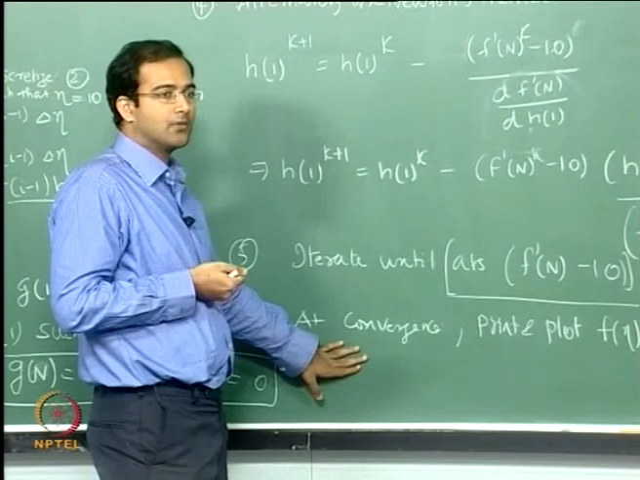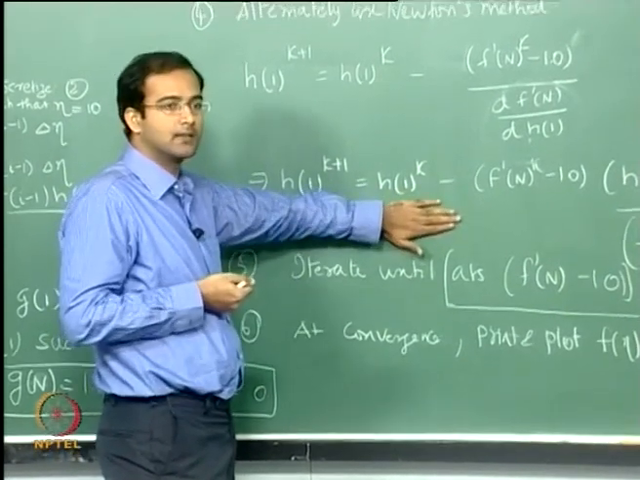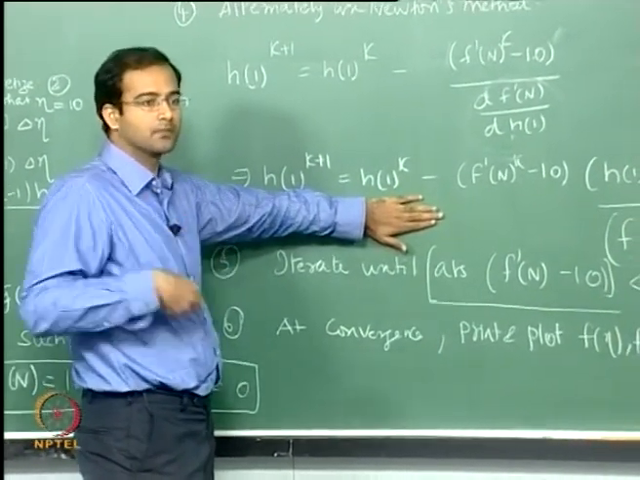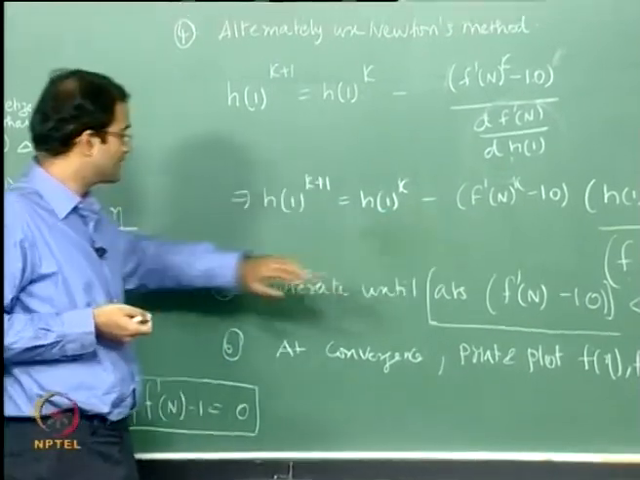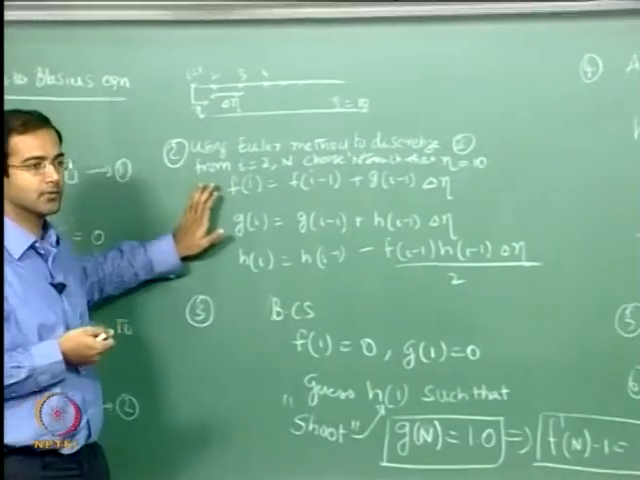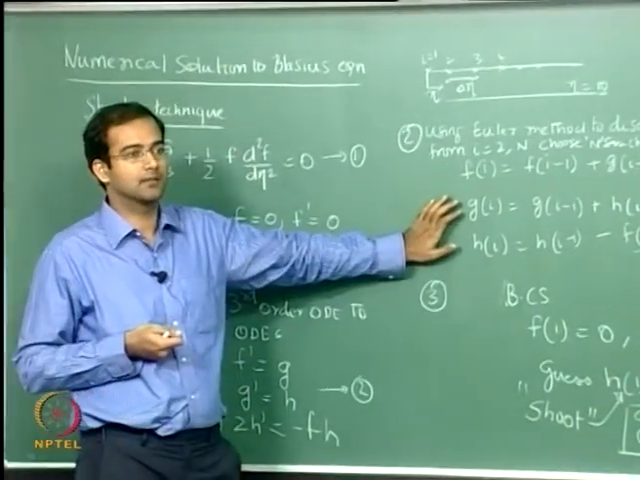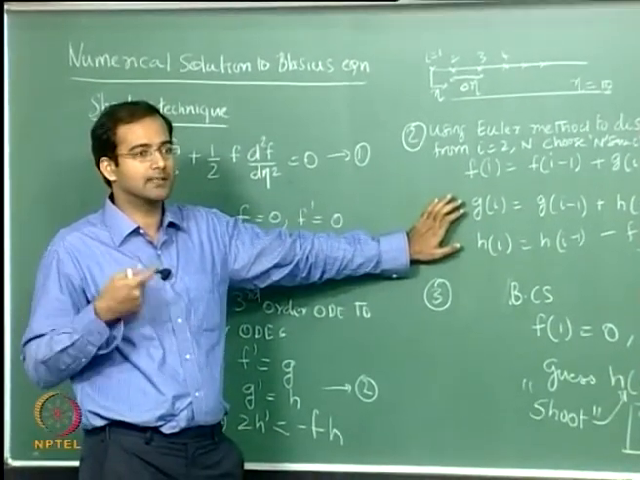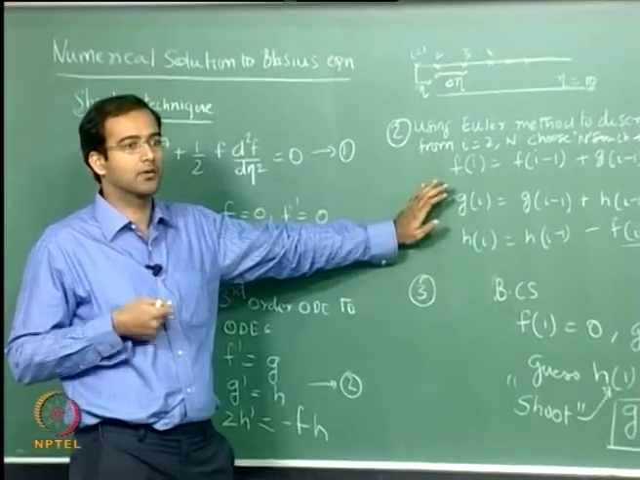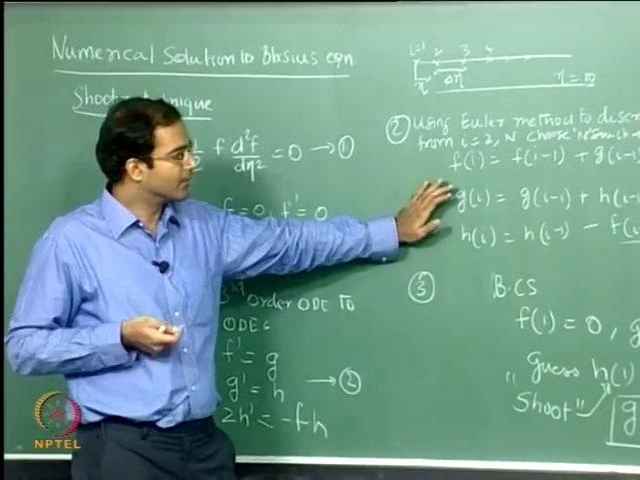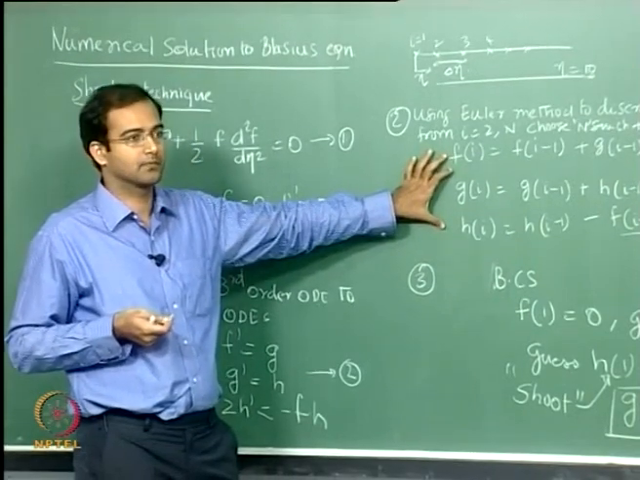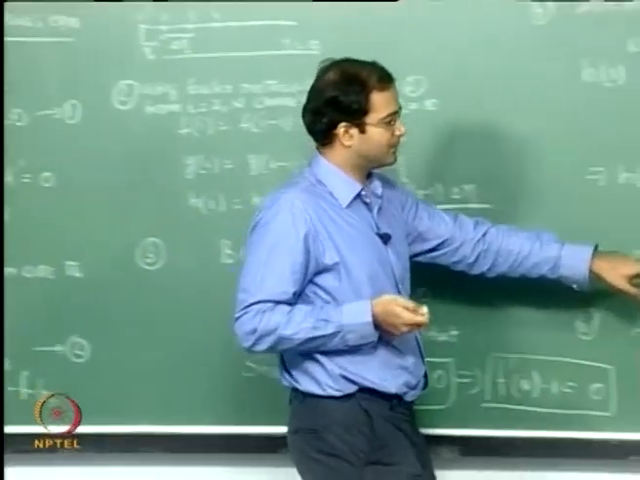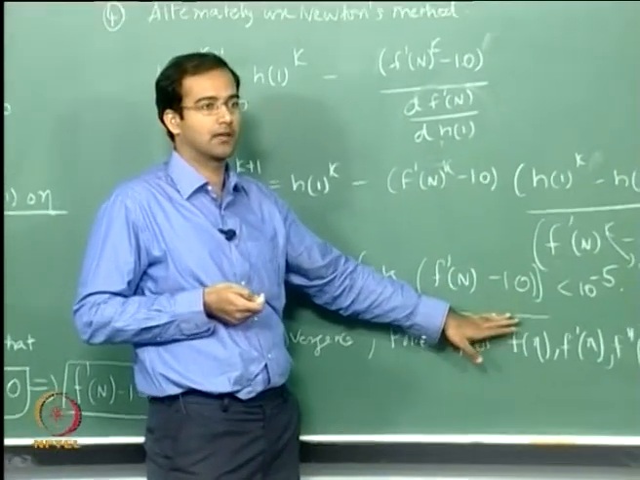Now you have an iteration here, an iterative loop where you keep changing the guess. Each time you change the guess you have to march the solution in space, correct? So for each guess you have to do this. If you are doing 100 guesses, for each of the 100 guesses you have to march in space and check if your condition is satisfied for convergence.